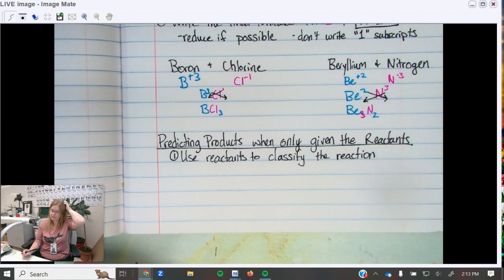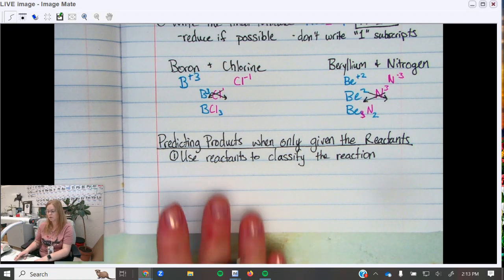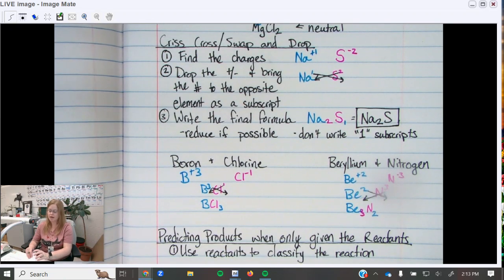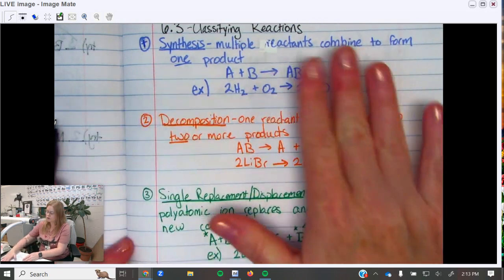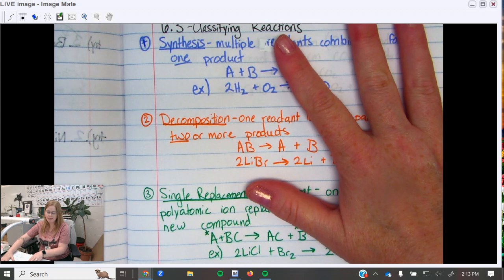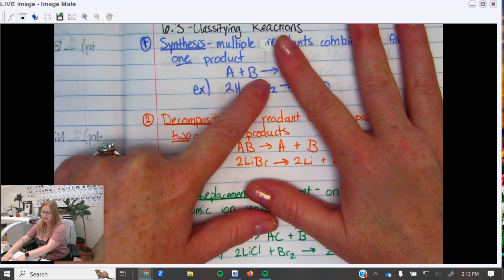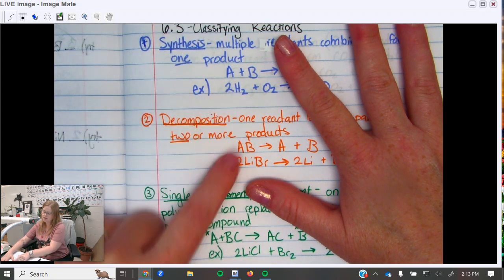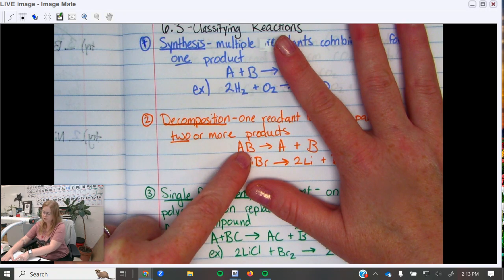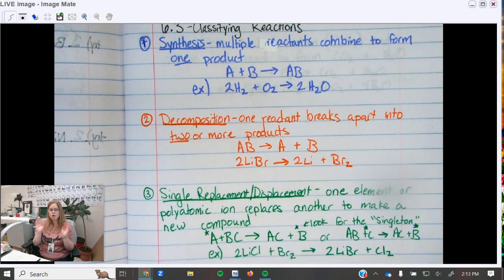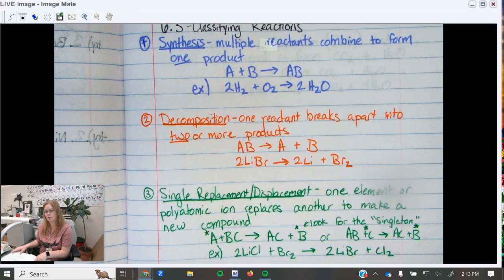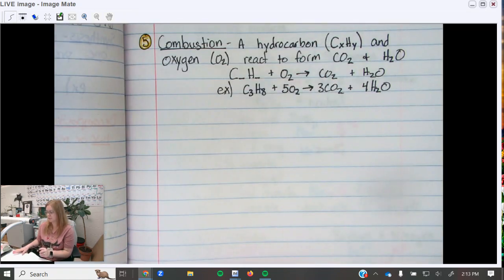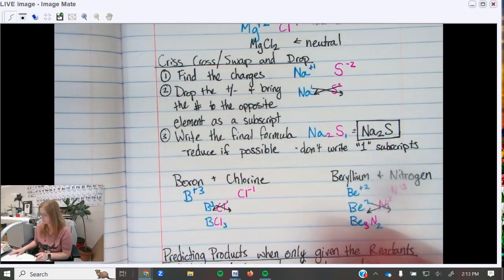All right, so what do I mean classify the reaction? Well, you got to go back one page in your notebook. So I am going to flip back and I am looking at these. So I could essentially be saying, like, if I was given A plus B, I know this is going to be synthesis. If I was given an A-B situation, I know this is going to be decomposition. So you're just using the left side, the reactants, to figure out what type of reaction you're dealing with. Okay.